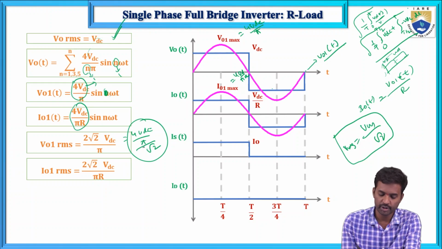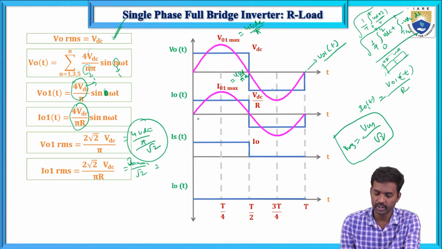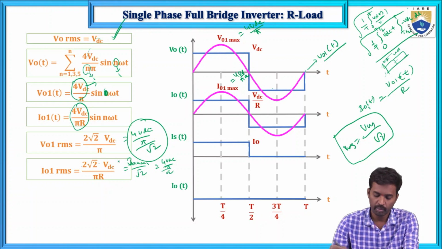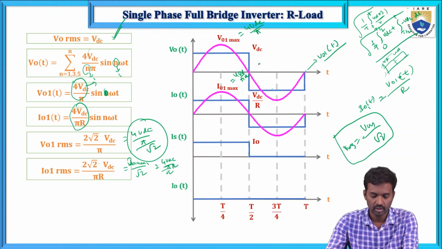So this is one maximum value, V maximum, this equals Vm I01 maximum divided by root 2. So I01 maximum equals 4 VDC by pi by root 2, that equals 2 root 2 VDC by pi R. This is pi R. So now we have 4 formulas.